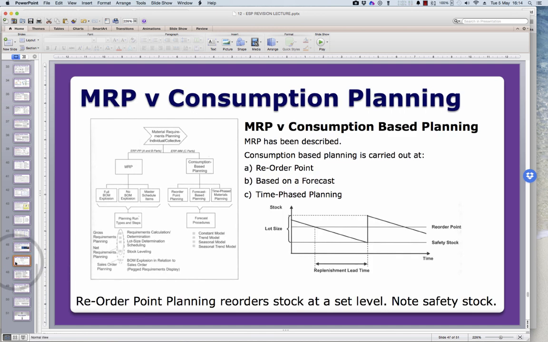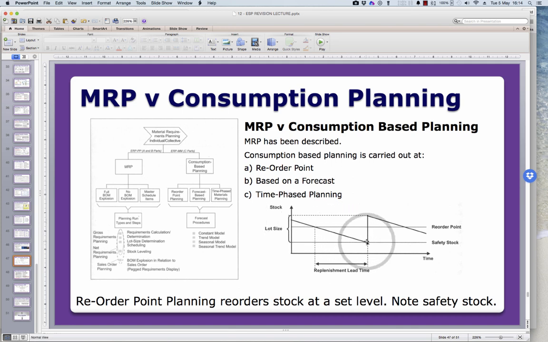MRP and consumption planning. So you can use MRP to choose how much you run, how much you produce, which is this run here, which we've talked about a bit, by exploding the bill of material and then choosing what to run with, needing to order or make. But the other way of doing it is consumption-based planning. So this is where you buy things in based on when the stock gets down to a certain level. So here we have the amount of stock in stock.